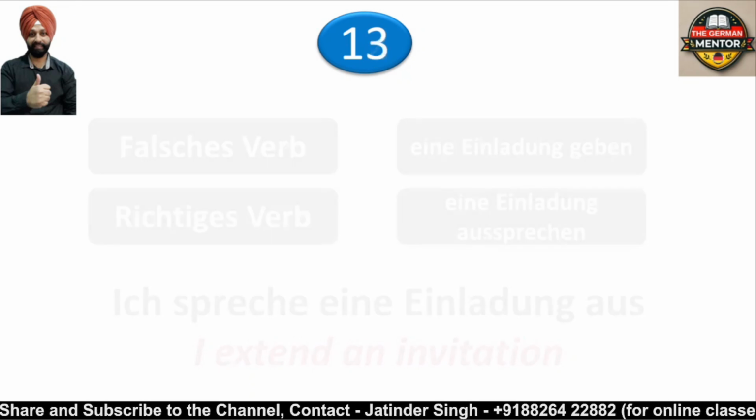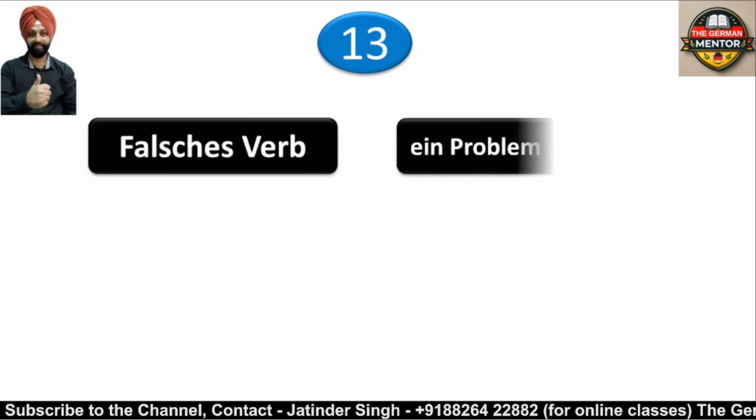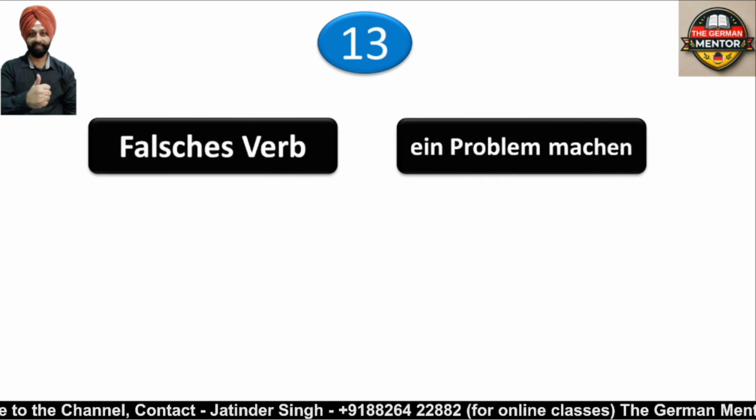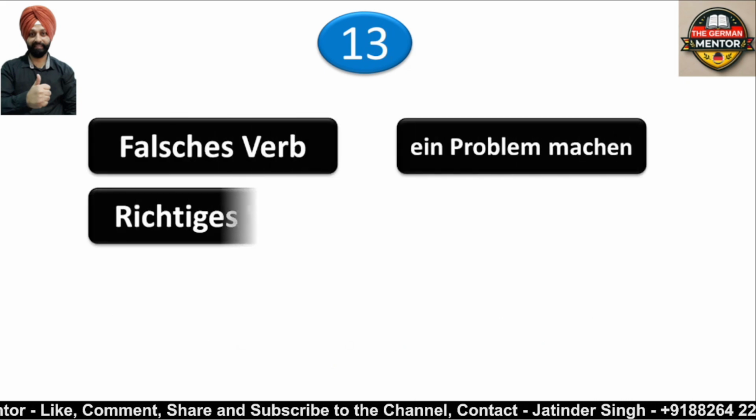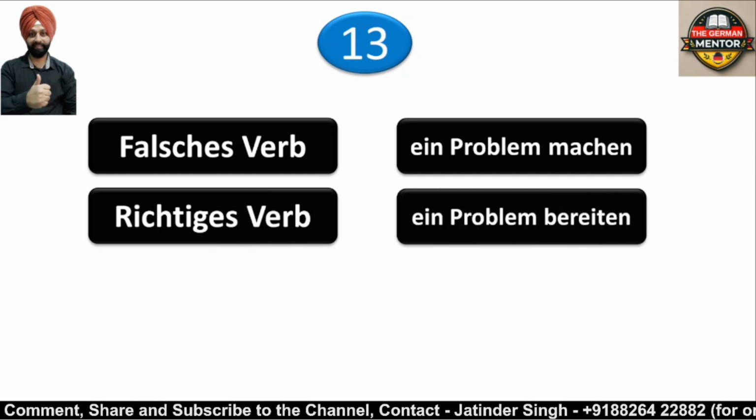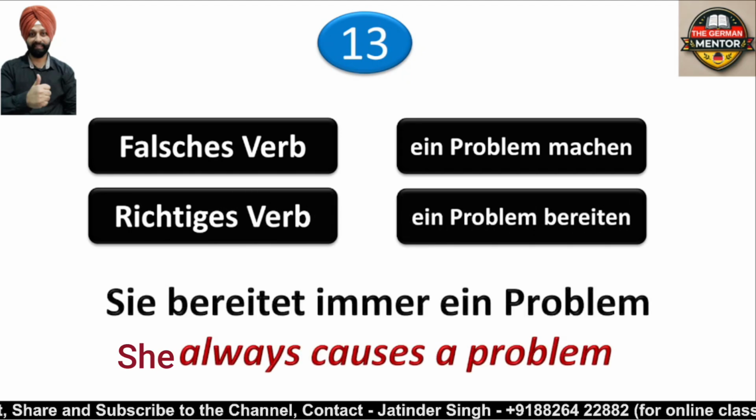The next one, Nummer 13. The wrong combination we see first, ein Problem machen, but the correct combination is ein Problem bereiten. Zum Beispiel, sie bereitet immer ein Problem. The next one, Nummer 14.